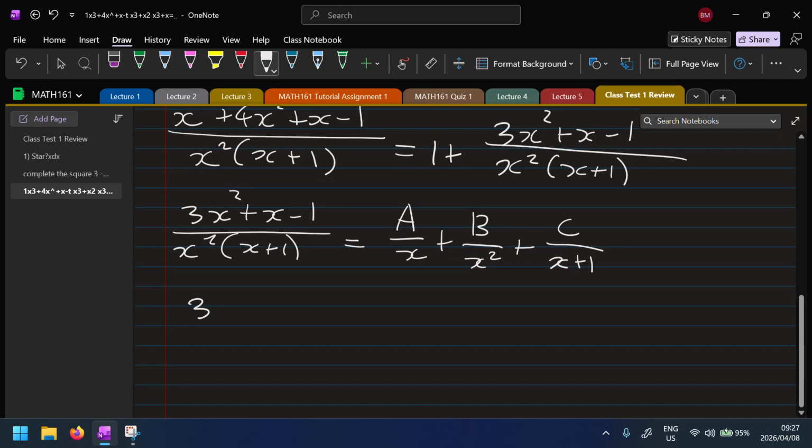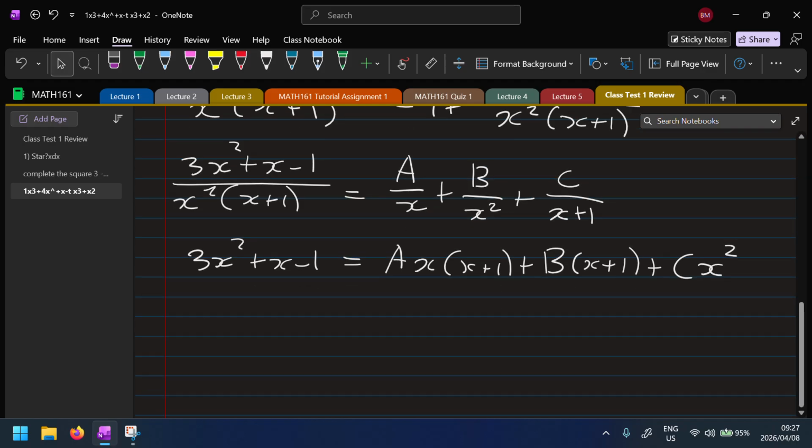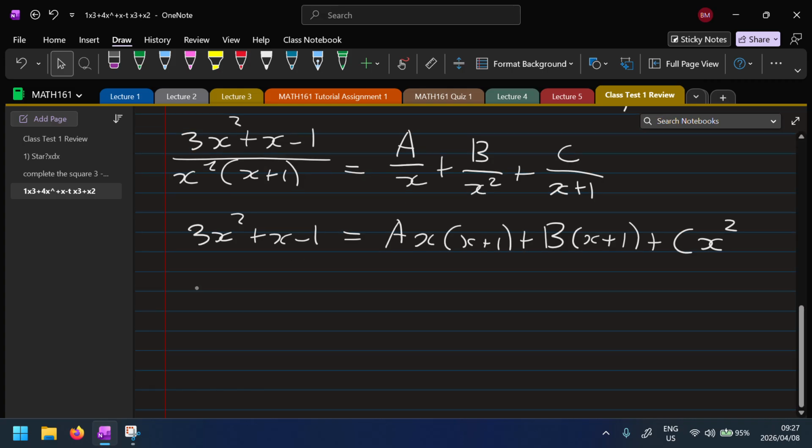Cross multiply, so we get 3x squared plus x minus 1 is a(x plus 1) plus b(x plus 1) plus c x squared. Okay, there's a few ways to do this. Let's multiply it out, compare coefficients, or you could choose values of x, whichever way. I gave you the marks for that.